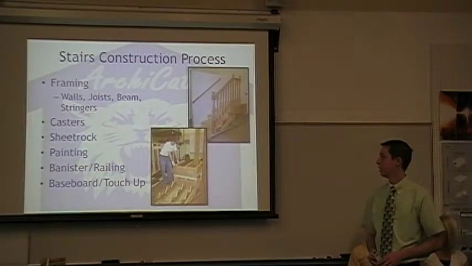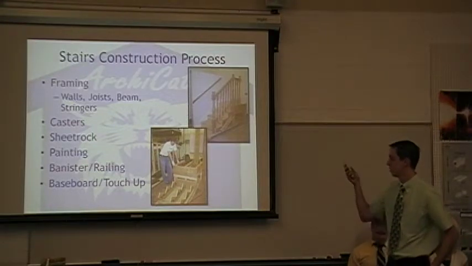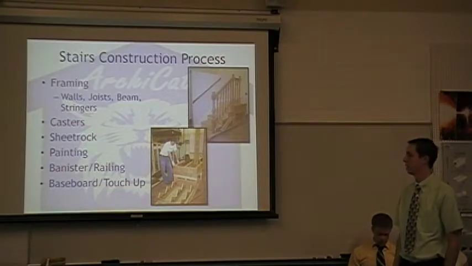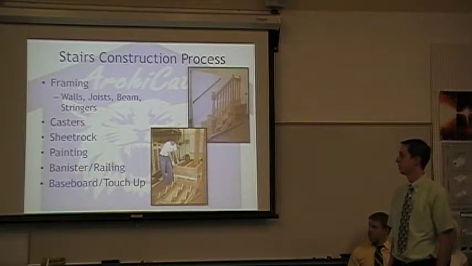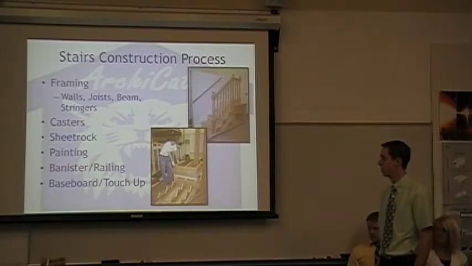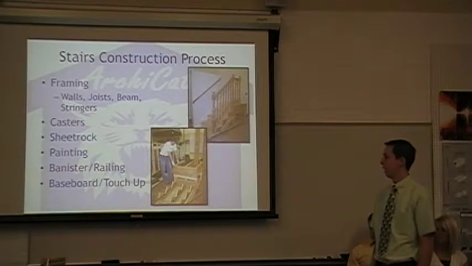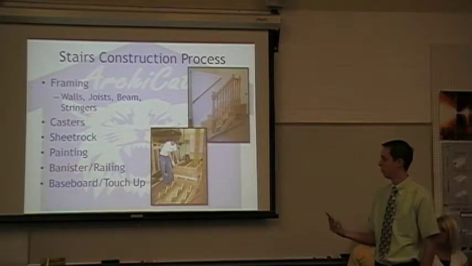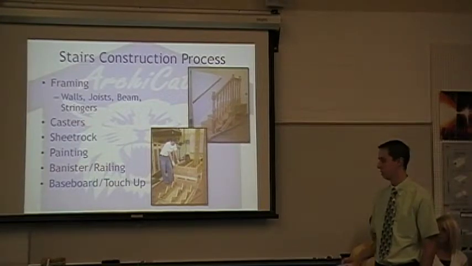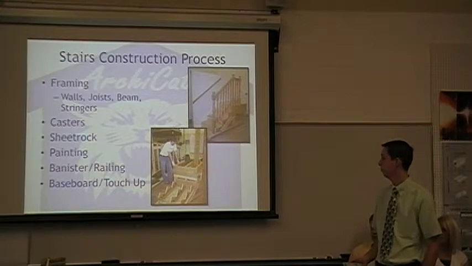I was in charge of the stairs and also the kitchen. With the stairs, that's the basic process that was taken. Do the framing first with the walls, the joists, the beam, and the stringer. Put on the casters after that was all built so we could move it around. The sheetrock came up next, then painted, then did the banisters and railing, and then just the baseboards and touch-up work here and there.